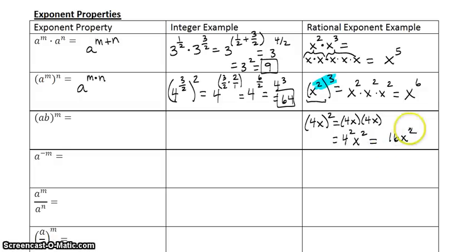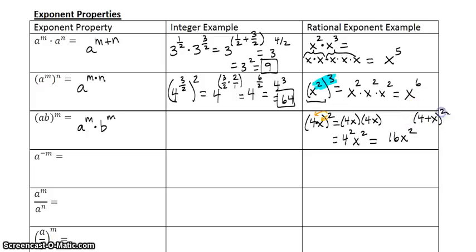But I wanted to show you that what's really happening as a shortcut is that the exponent is being distributed to both of those pieces. So this property says that ab to the m power is a to the m times b to the m. And cautionary side note, you can only use this property if it is multiply or divide in the parentheses. It does not work if you have a plus or minus sign.